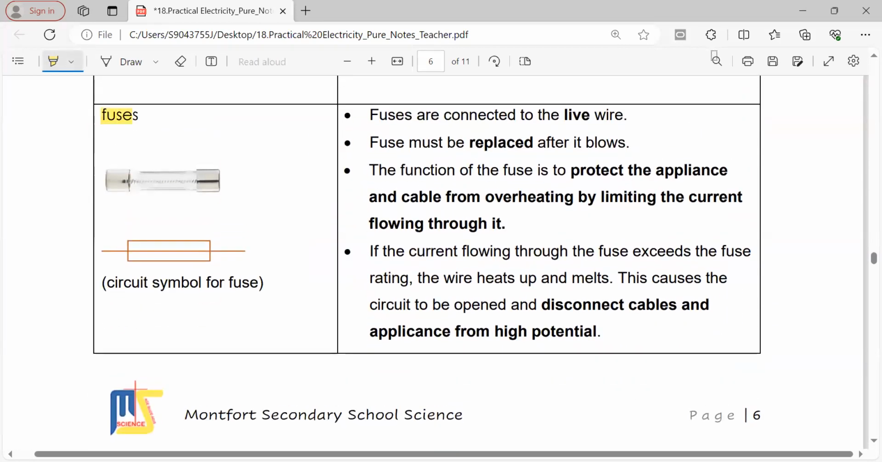Okay, next one is the fuse. So a fuse is also connected to the live wire, but it cannot be reset or just flipped with a switch. Okay, they have to be replaced after each time it blows.